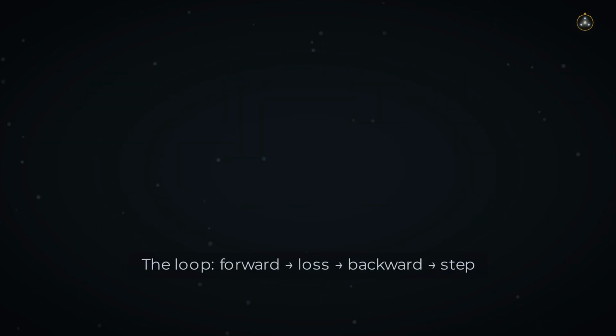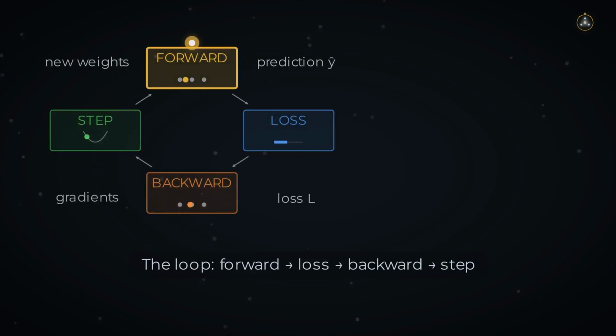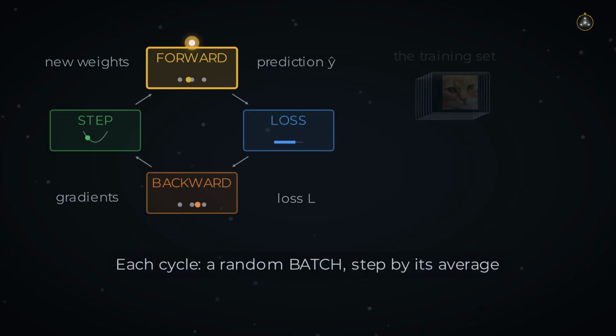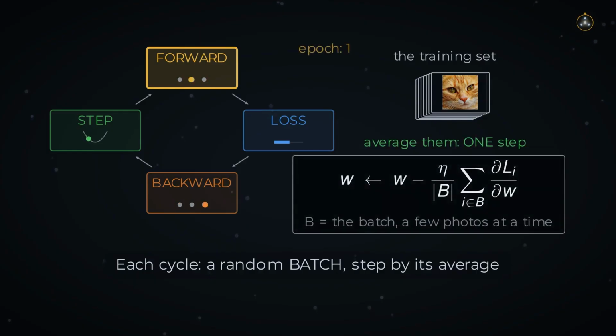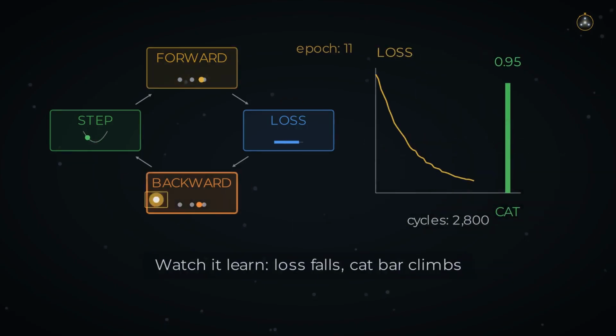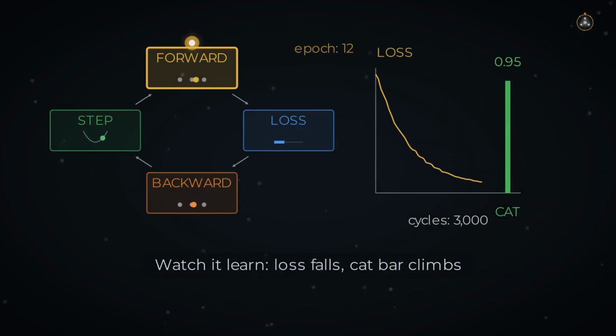Zoom out. Forward, loss, backward, step. That whole thing we just did is one turn of the training loop. It closes and repeats. And it never runs on one photo. Each turn draws a random batch and steps by their average, mini-batch gradient descent. One pass through the whole set is an epoch. Let it run, batch after batch. The loss keeps falling. This exact loop trained every modern network, ChatGPT included.